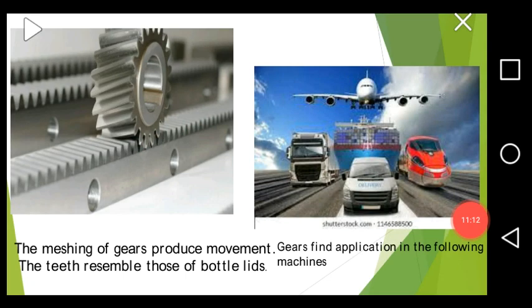Gears find application in so many instruments, machines, bicycles, railways and trains, and also different material systems. And spur gear, helical gear, bevel gear, worm gear, and rack and pinion gear are examples of the types of gears.